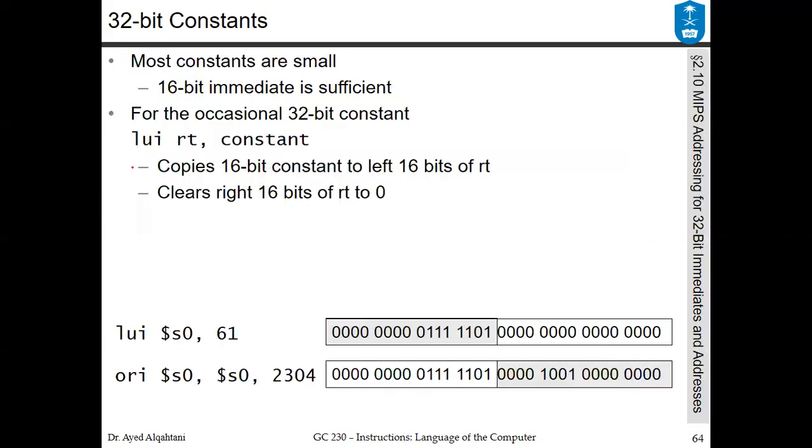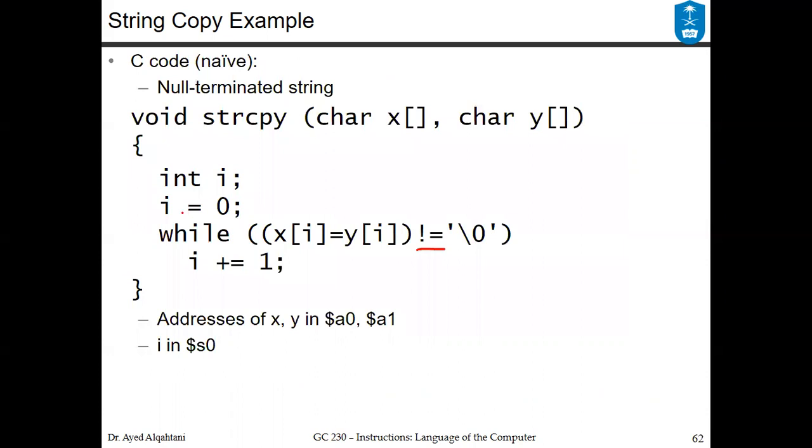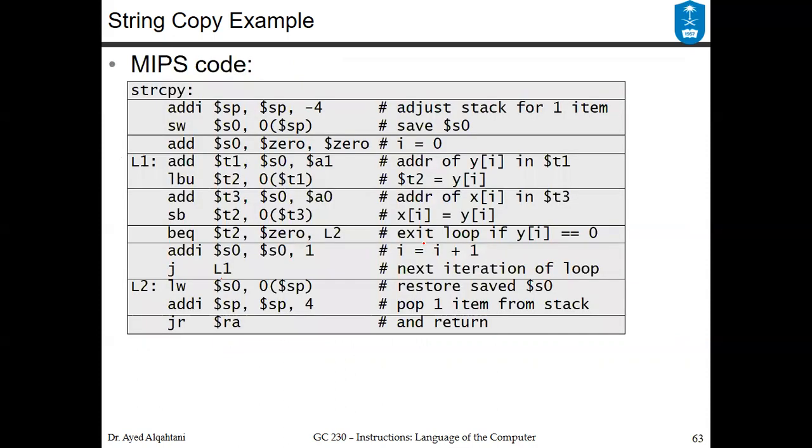Notice here that we begin the I with 0, and every time we increment I. When do we finish? When we reach the end of file, when the last character we look at is 0 or end of file. And this is the string copy example.